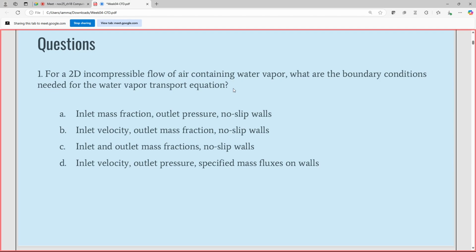Options are A. Inlet mass fraction, outlet pressure, and no slip walls. Option B. Inlet velocity, outlet mass fraction, no slip walls. Option C. Inlet and outlet mass fractions and no slip walls. Option D. Inlet velocity, outlet pressure, and specified mass fluxes on walls. You can inbox your answers.